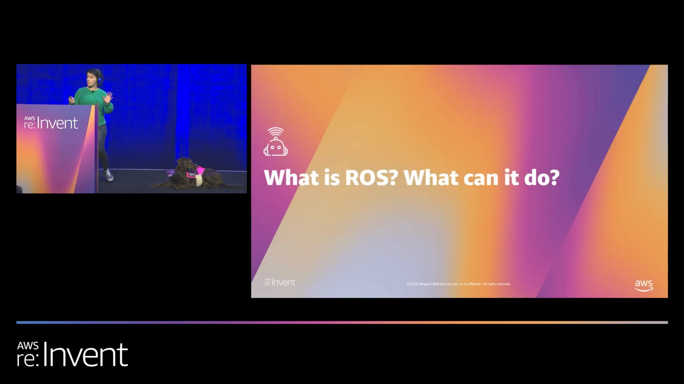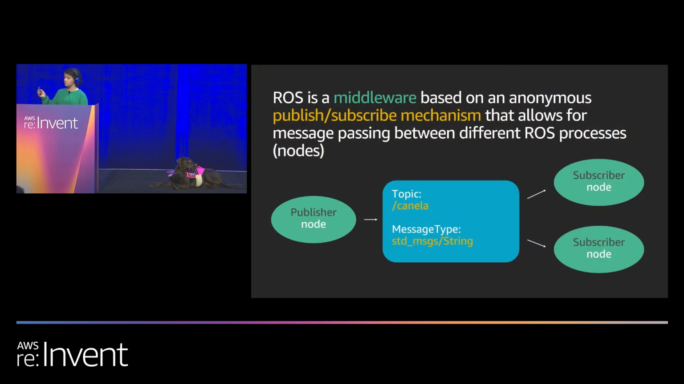All right, so I've been wrapping it up. What's ROS? What can it do? So first of all, it is middleware. And that's kind of funny because ROS stands for Robot Operating System, but it's not an operating system. It's not an OS at all. It's actually middleware, and it's based on a publish and subscribe mechanism. In this very simple chart, you can see that I have a publisher node. 2 nodes have subscribed to my topic of Canela, my dog, and the message type is a string. We're going to get into a lot more detail about how that works in just a few more slides.